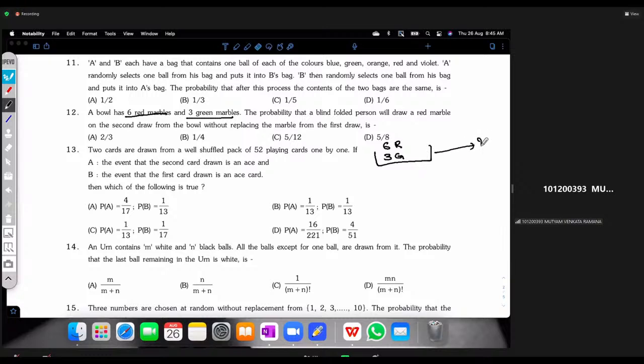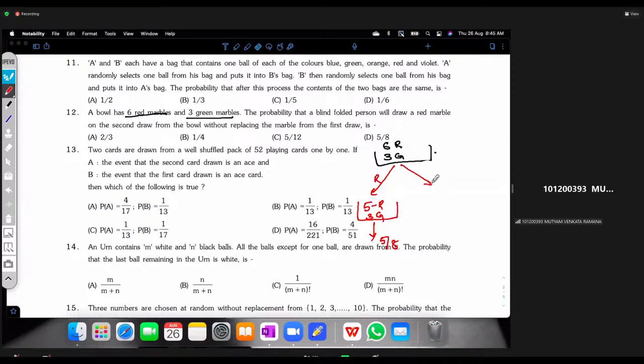First one, which one we picked, no one knows. But in the second one, he needs to pick the red one. What is the probability? In the first draw, without replacement, I am picking the red ball. So how many balls will be there? 5 red, 3 green. So from here, picking a red ball will be 5 by 8.